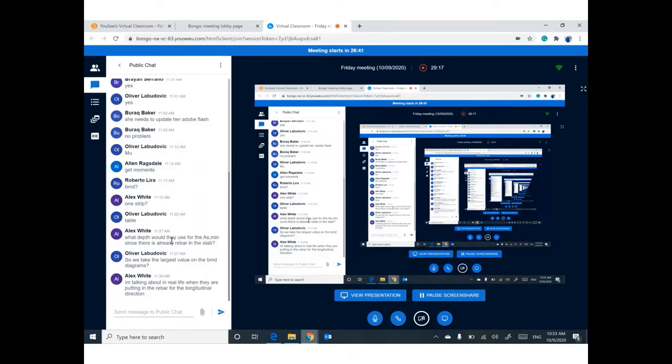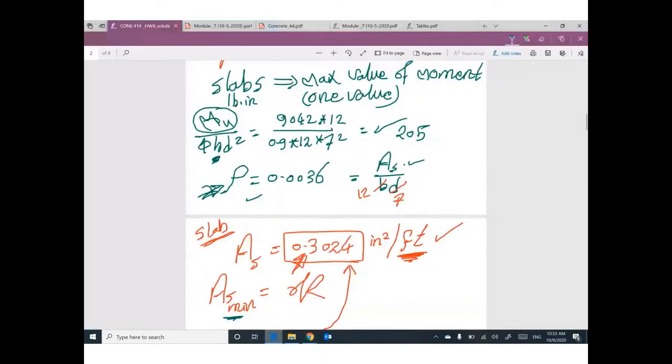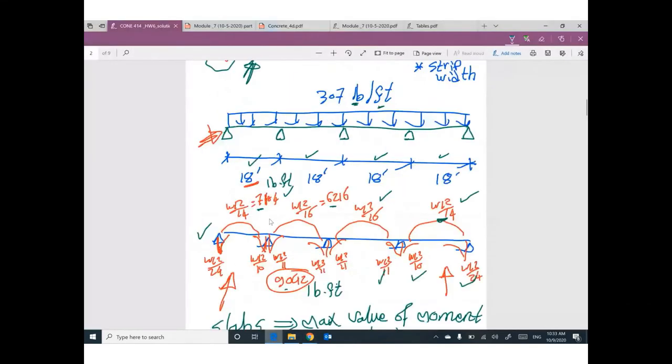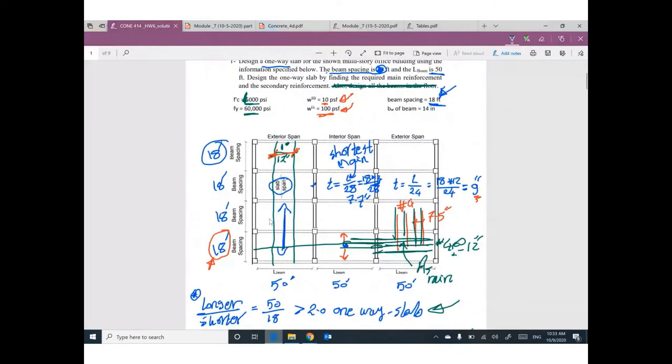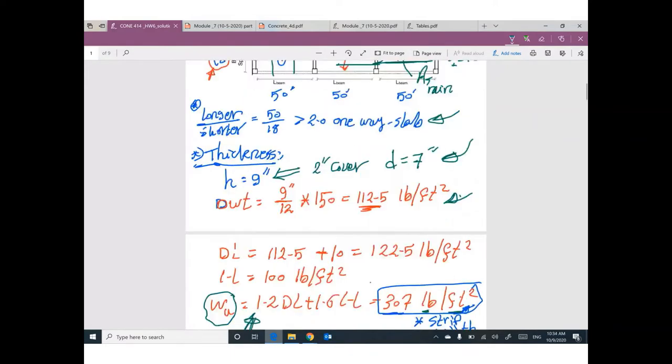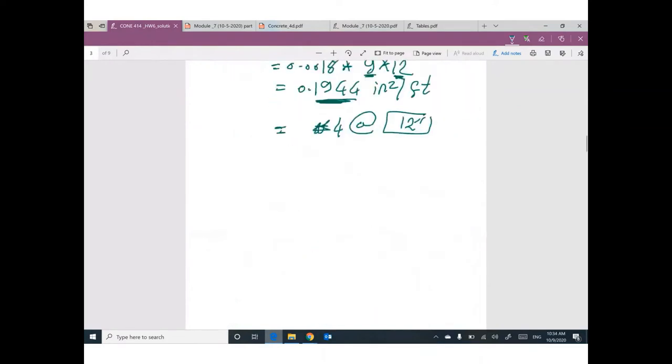Your question is great, but not in one-way slab. Because in one-way slab, this reinforcement is nothing for me. This reinforcement is just for minimum, just for fun, because I cannot put only one direction. I have to put the other direction. So this reinforcement is nothing for me. So based on the minimum, I'm gonna use area gross.